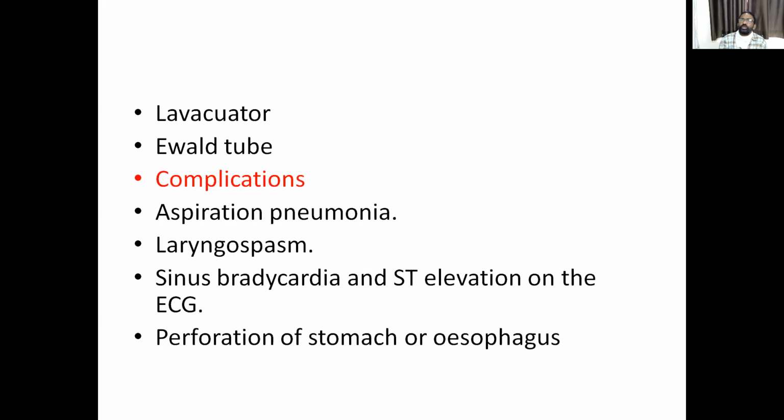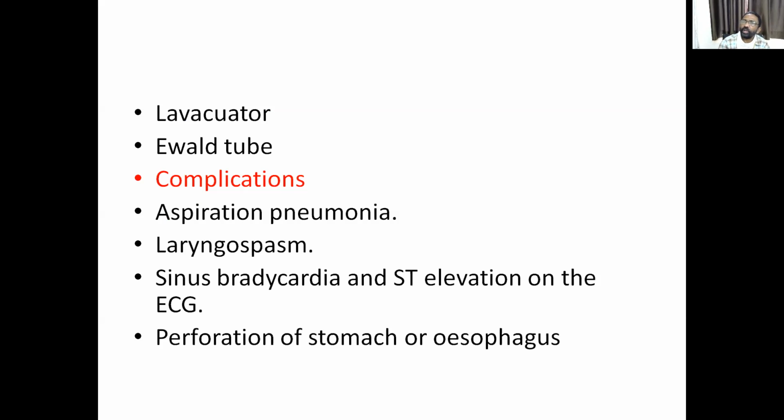The nozzle will be introduced through the oral route, up to the mark of 50 centimeters. It should be introduced through the oral route to the stomach only. You have to take care, before introducing the Ewald's tube, as it may enter the glottis and the bronchus. So before introducing the Ewald's tube, we should intubate the patient to prevent the Ewald's tube from entering the trachea.